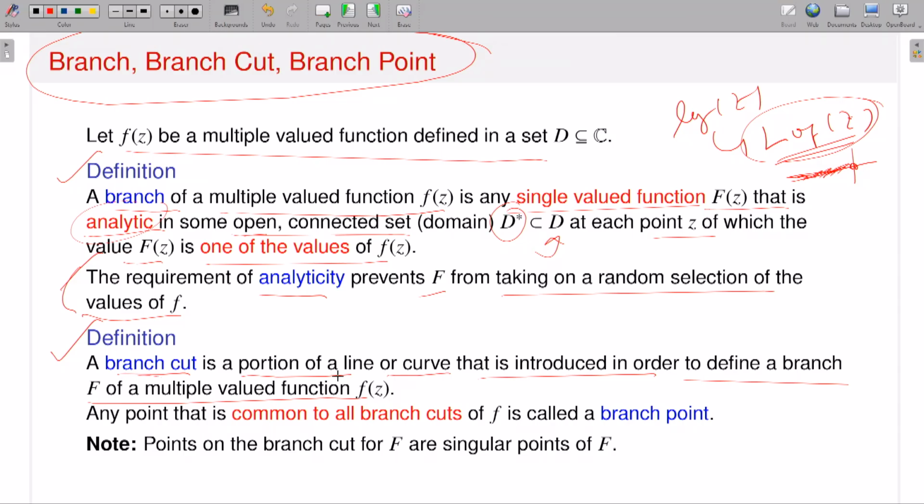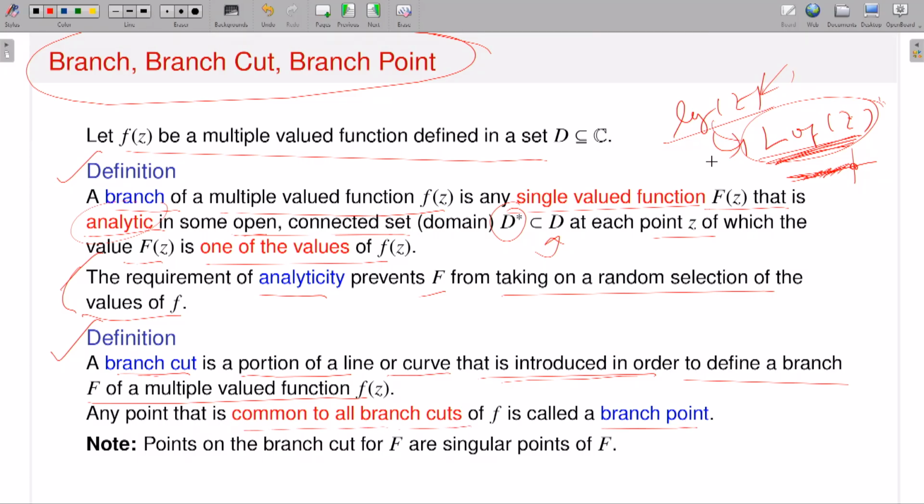So a branch cut is a portion or line or a curve that is introduced in order to define a branch. Given a multi-valued function small log of z, to define a branch I have to take out a portion of my domain, and what is that? This is the negative real axis including the origin. This is actually a branch cut of my multi-valued function small log. Any point which is common to all branch cuts is called the branch point.